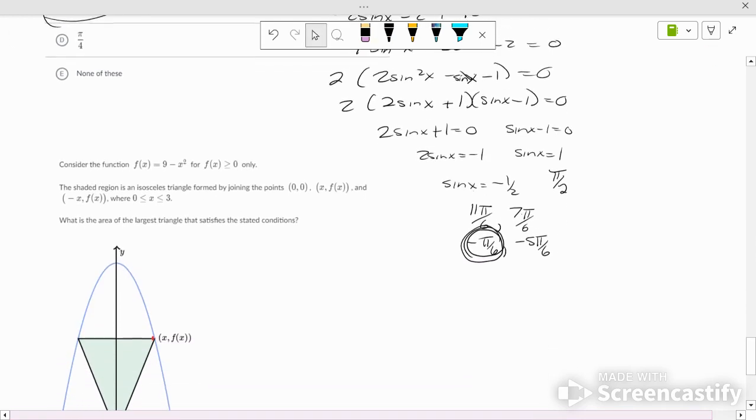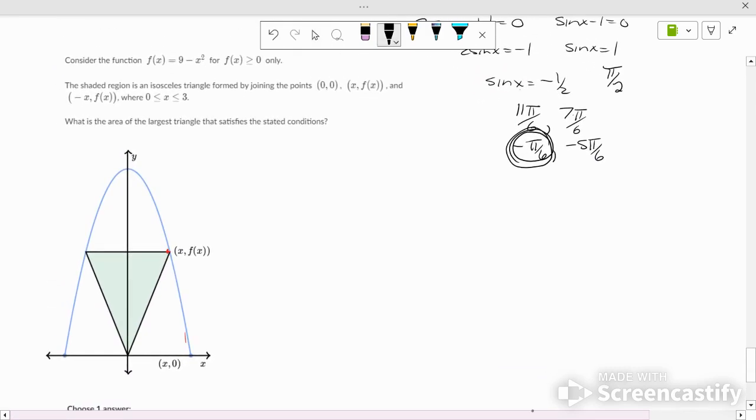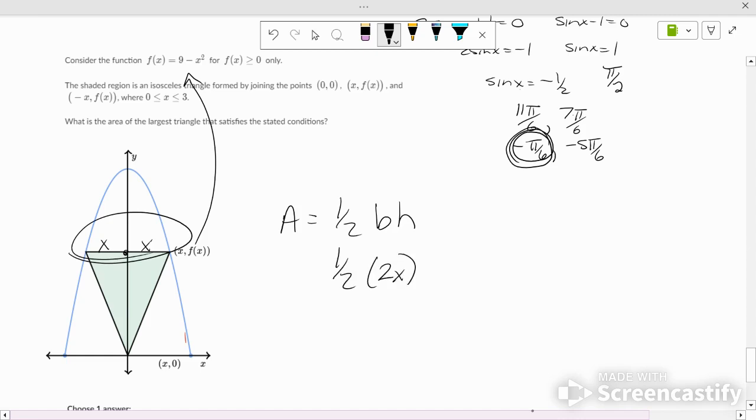Okay, almost done. Here's a function where the height is the y value of this. If x is right here, there's x here, and then there's x here. Okay? So, the area of a triangle is 1/2 the base times the height. What's the length of this base? 2x. So it's 1/2 of 2x, and the height is the value of the function, because this is the y value, how far up you are from the x-axis. That's the height, 9 minus x squared.